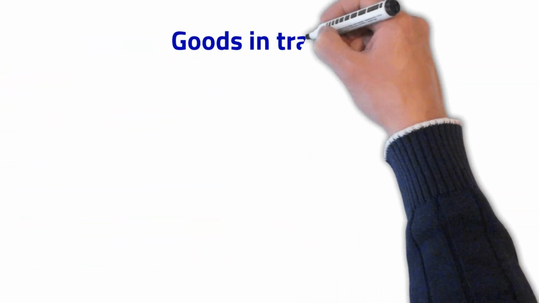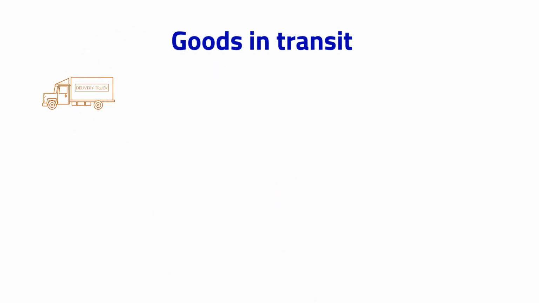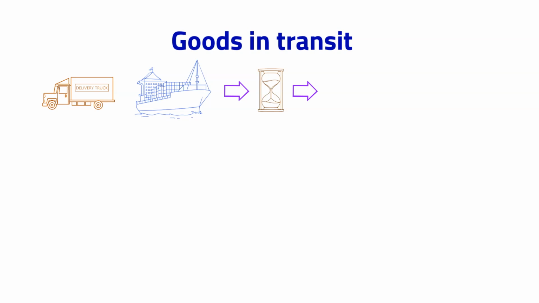Goods in transit. For example, you loaded the goods on truck or ship, and they are on the way to a customer for a few weeks. Who owns the goods on the truck or on board the ship? It depends on contract terms. This is regulated by internationally adopted terms called Incoterms.